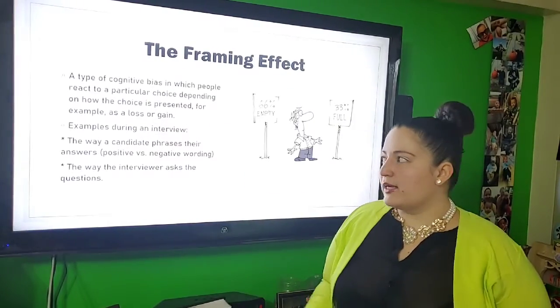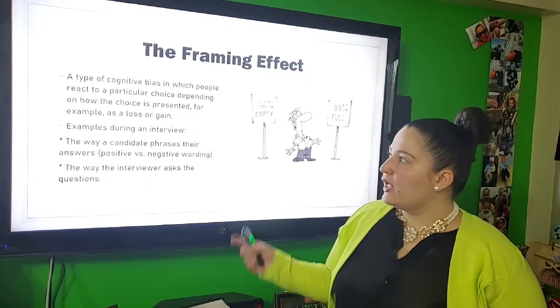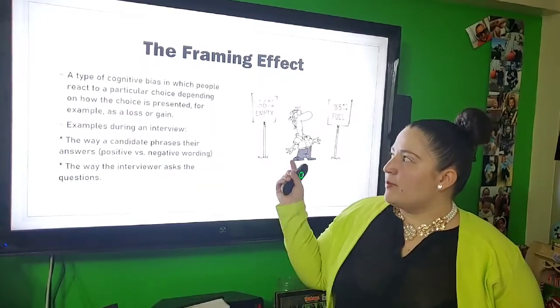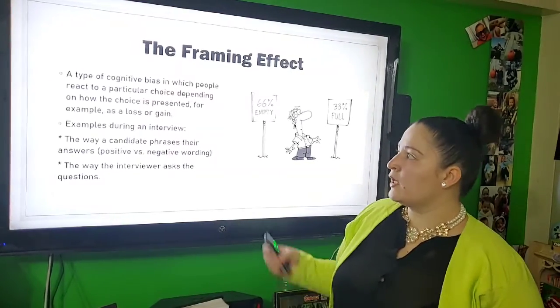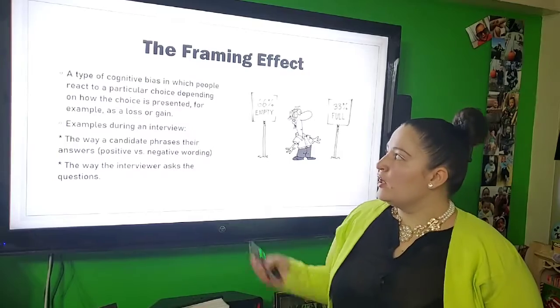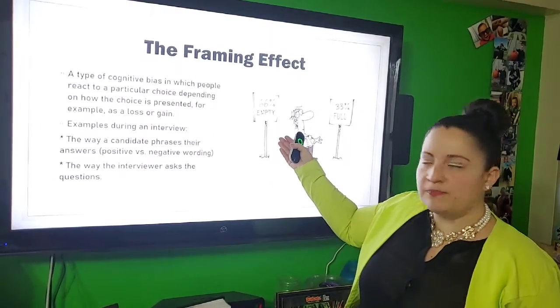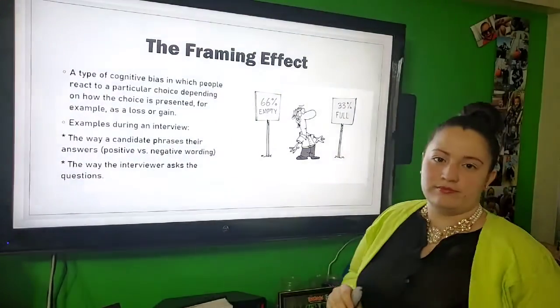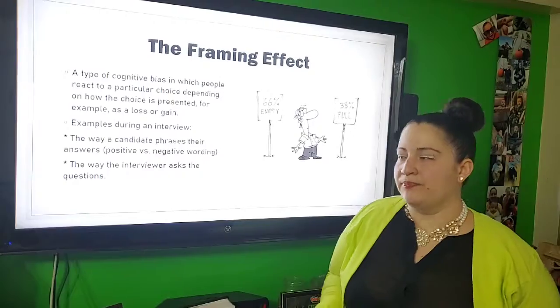The framing effect is the other type of cognitive bias that I chose to focus on. What is a framing effect? It's a type of cognitive bias in which people react to a particular choice depending on how the choice is presented. For example, as a loss or a gain. Here, 66% empty, 33% full. It's the same exact statement, phrased differently.